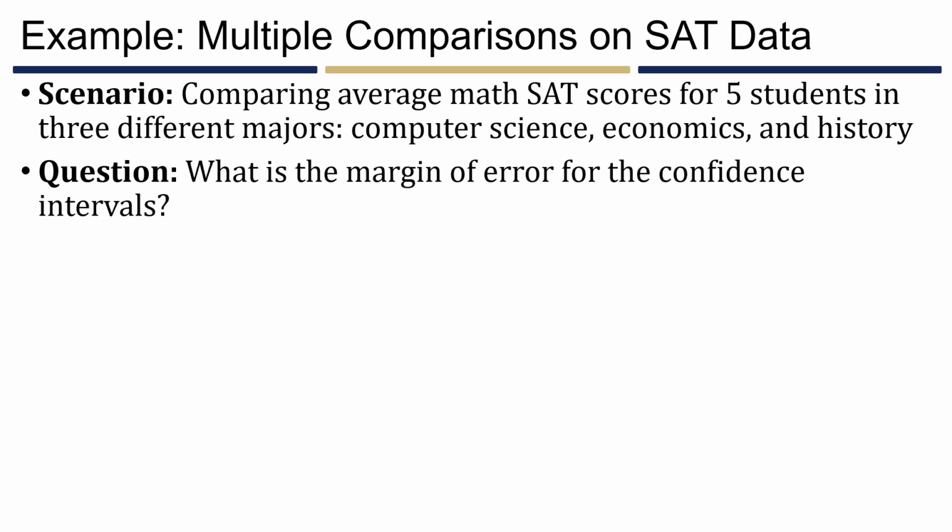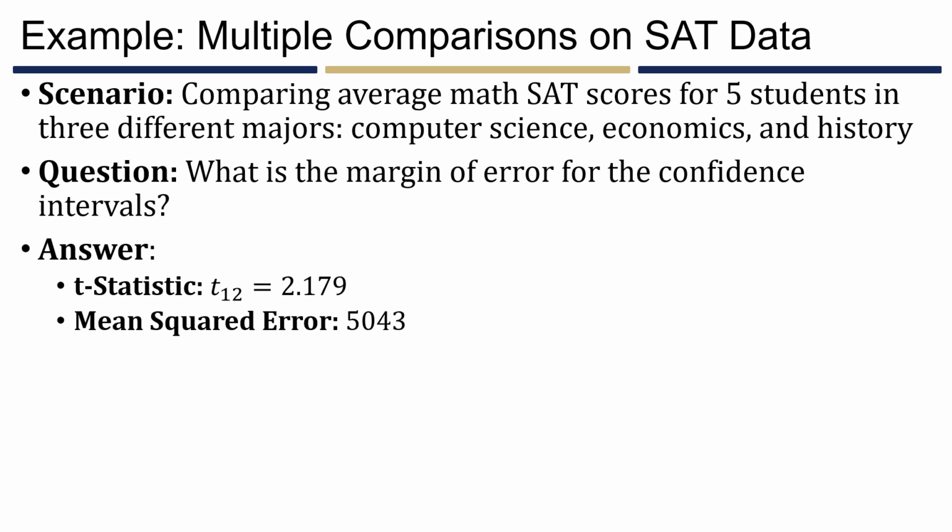Now, our first step in calculating out Fisher's LSD confidence intervals is to find the margin of error. The critical value for 95% confidence interval with 12 degrees of freedom is 2.179. And again, we can find this value just by looking it up in the t-table and intersecting the column for 95% confidence with 12 degrees of freedom. The MSE from the ANOVA table is 5,043, and we have sample sizes of 5 from each one of our 3 groups.